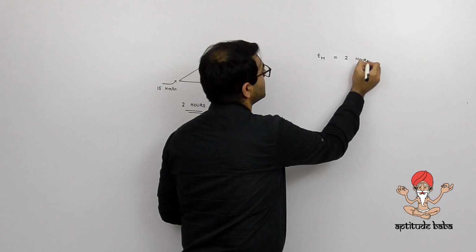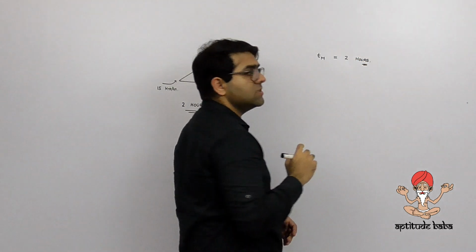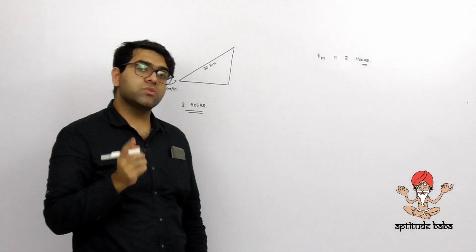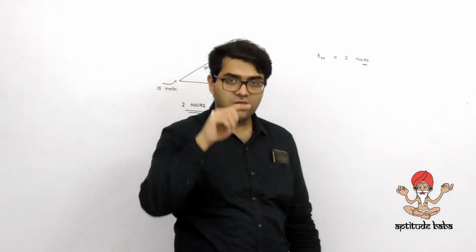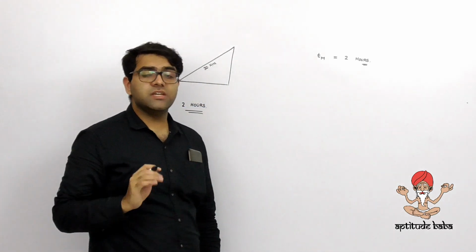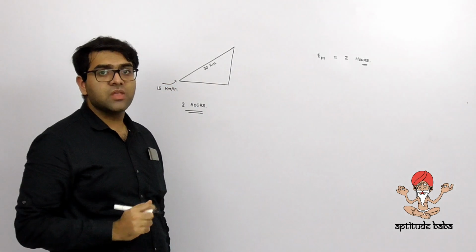होपफुली वी आर एबल टू अंडरस्टैंड दिस लॉजिक. जितनी देर तक सोल्जर्स मूव कर रहे थे उतनी देर तक ही मंकी भी मूव कर रहा था. तो अगर सोल्जर्स को टोटल 2 hours लगते हैं बॉटम ऑफ द हिल से टॉप ऑफ द हिल जाने में, तो मंकी भी 2 hours के लिए ही डिस्टेंस ट्रेवल कर रहा है.